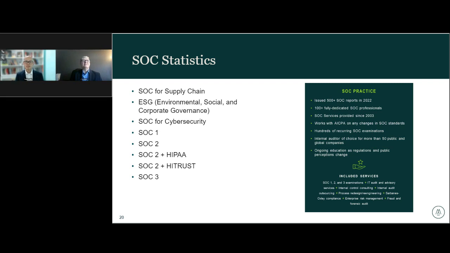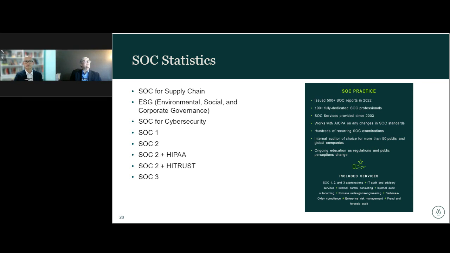We have hundreds of clients who every year have a recurring SOC examination that they are providing out to their customers. We're the internal auditor of choice for more than 50 public and global companies. And then we are heavily involved in the ongoing education as regulations and public perceptions change.